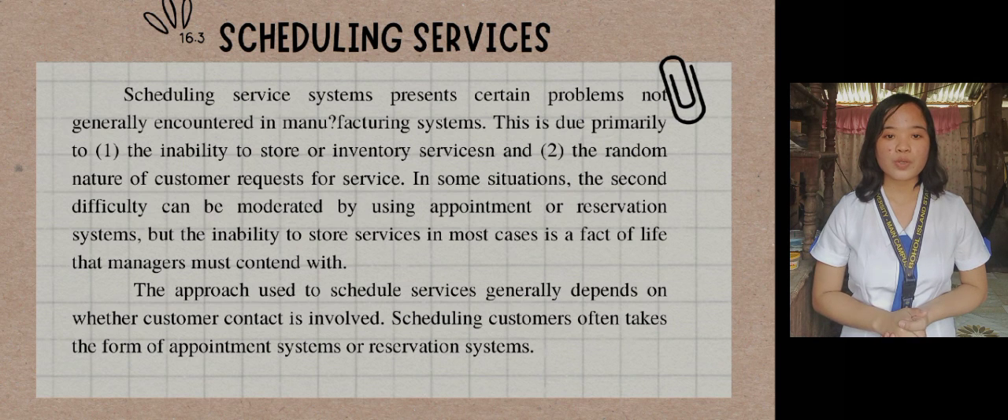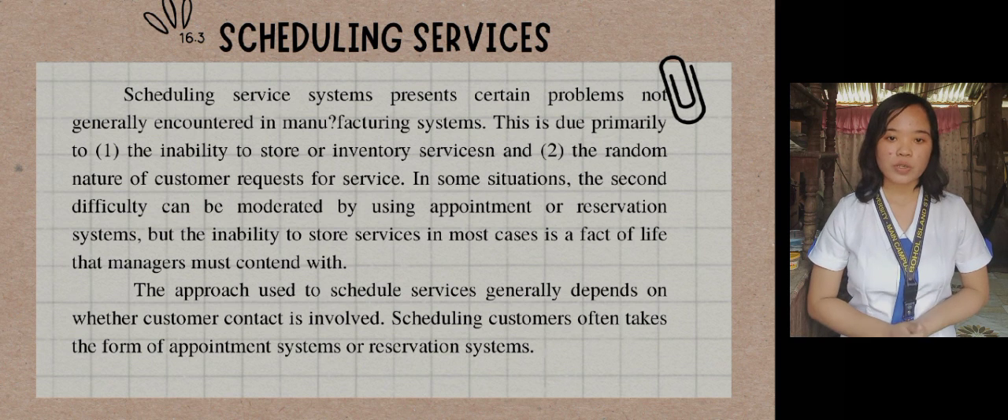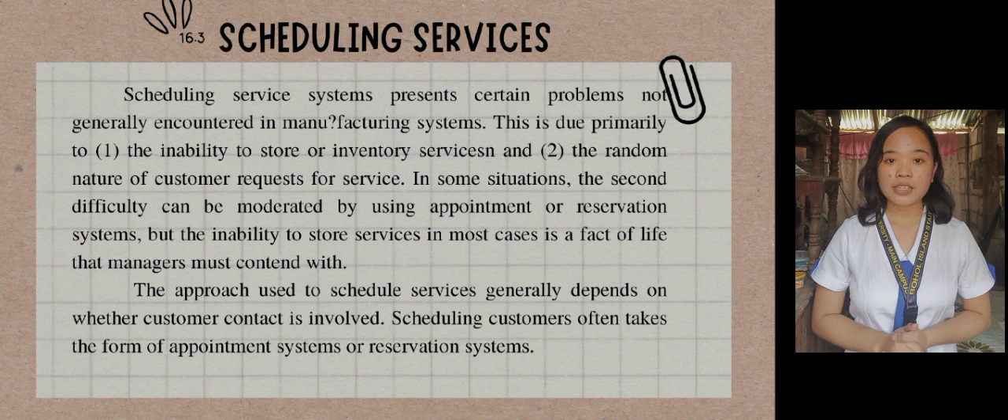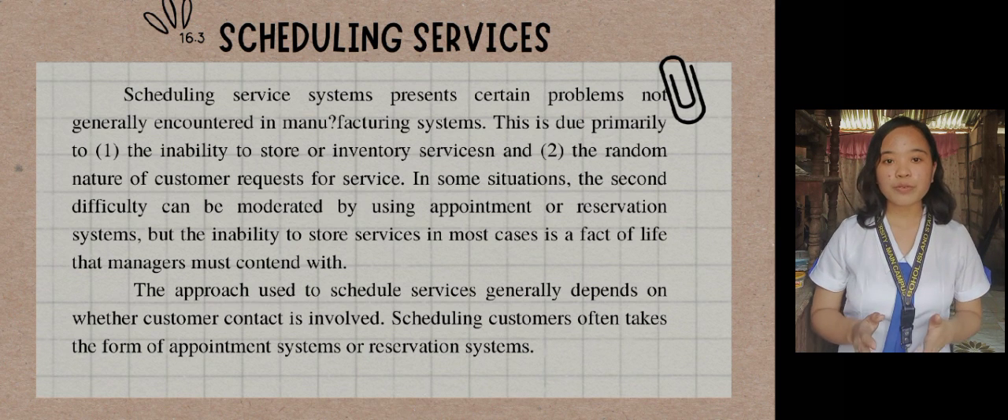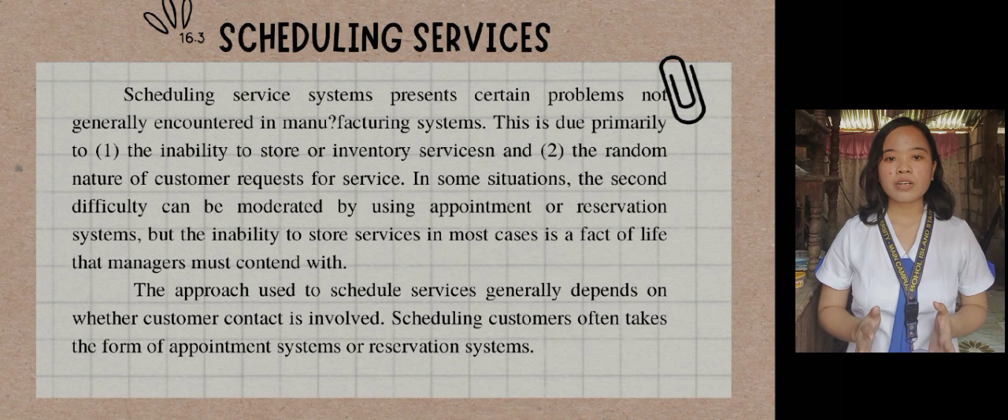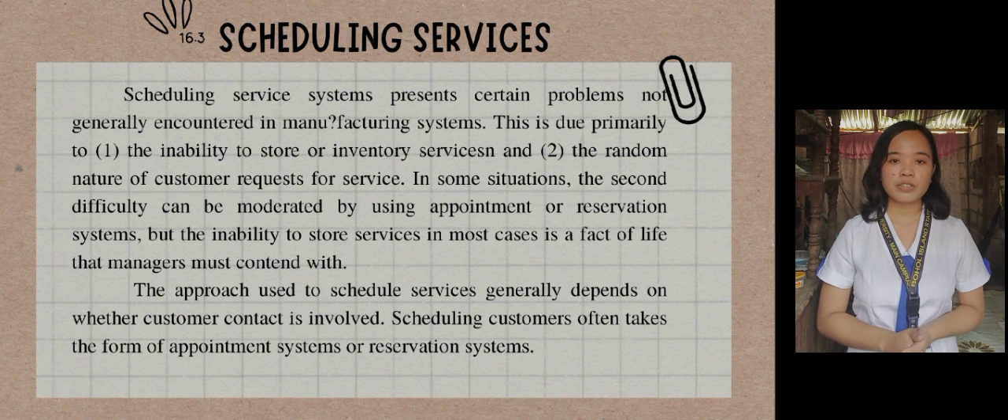The approach used to schedule services generally depends on whether customer contact is involved. Scheduling service is the utility which helps you to schedule jobs or tasks for execution at a future point of time. Scheduling in service systems may involve scheduling customers, the workforce, and equipment. Scheduling customers often takes the form of appointment systems or reservation systems.